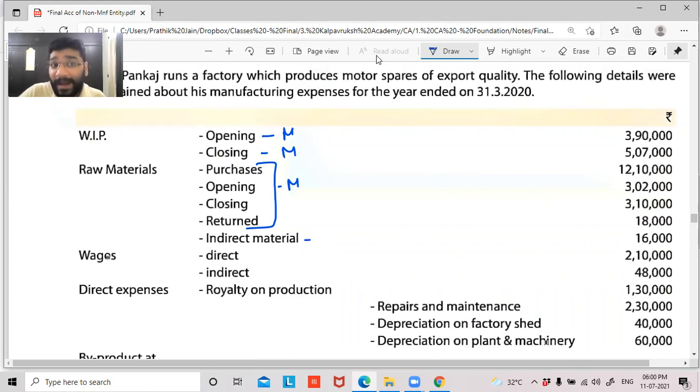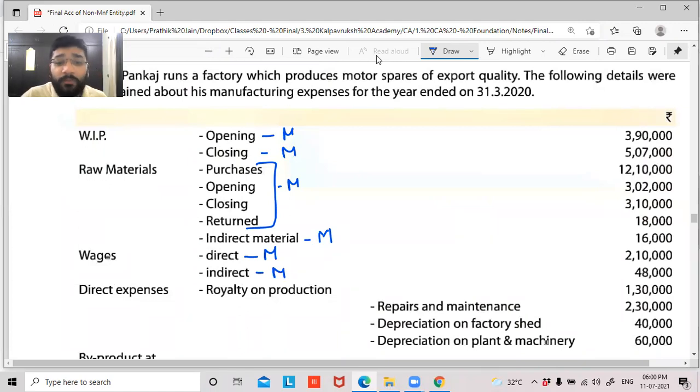Indirect material, guys. Indirect materials which are indirectly used in the manufacturing process, the carton boxes and the plastic material to wrap any product. That is indirect material, which will definitely go to your manufacturing account. Wages, direct labor or indirect, both will go to your manufacturing account.